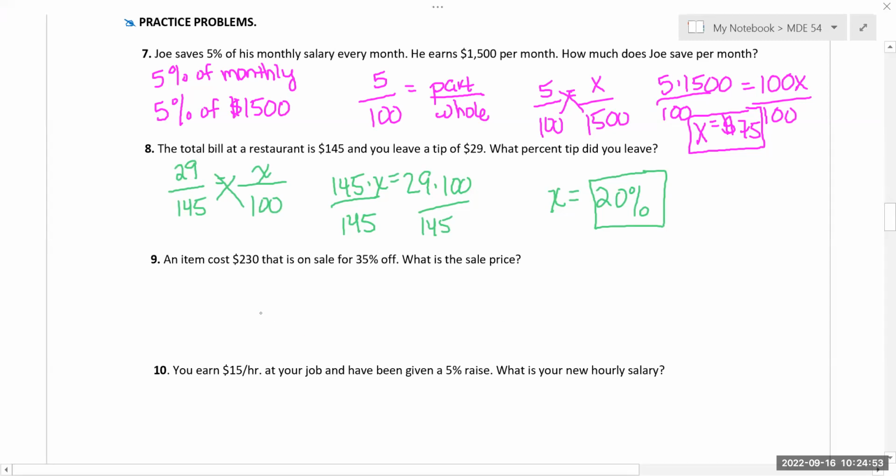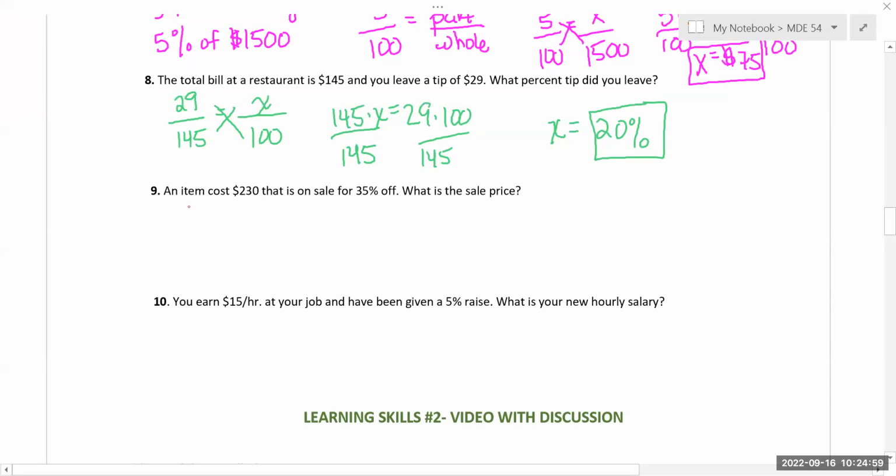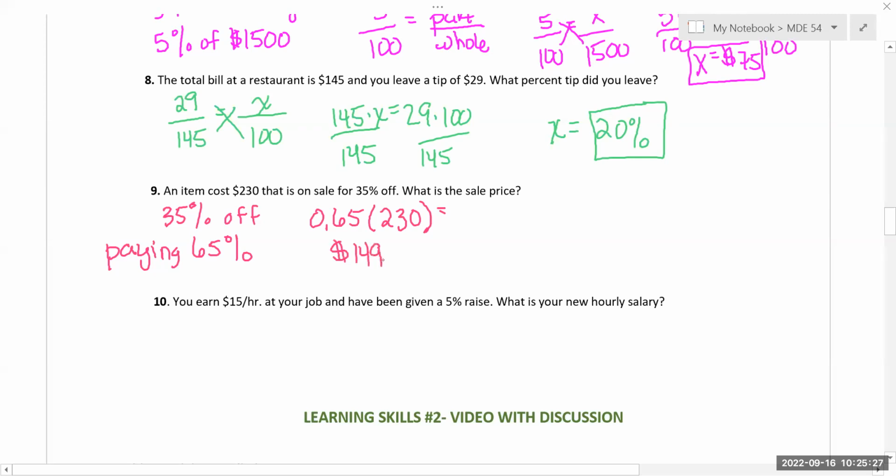Okay, so then I'm going to do question 9 as well. Give you some nice notes. An item costs $230. It's on sale. What's the sale price? So you could say, if I'm getting 35% off, then that means I'm paying 65%. 100% minus the 35. So I could actually say, well, what is 65% of 230? And I can do it this way. It's $149.50.